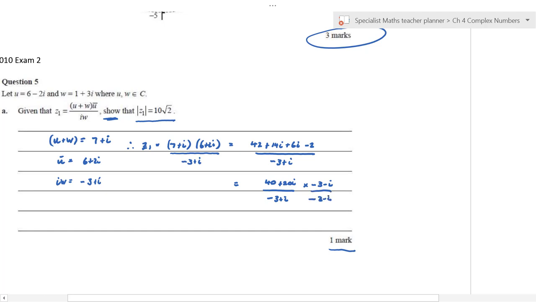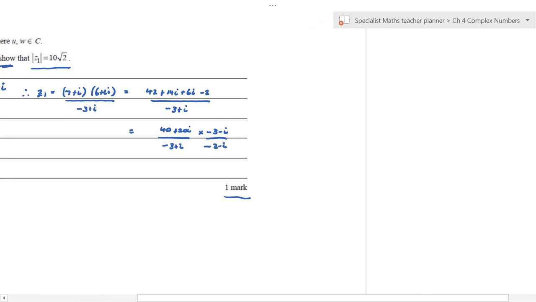We've got to multiply by the conjugate. You can't convert that to polar form, can you? So it would be a waste of time doing that. So this would be a Cartesian one. So we've got minus 120, minus 40i, minus 60i, minus 20i squared, which is plus 20. And that's going to be minus 3 times minus 3, which is 9, minus i squared, which is plus 1, which is 10.